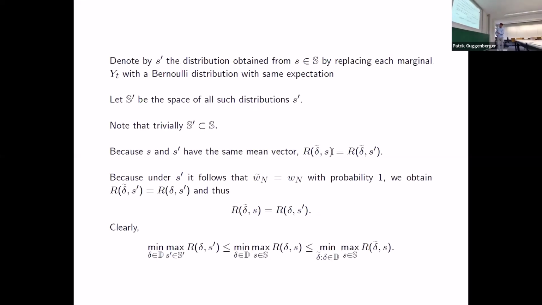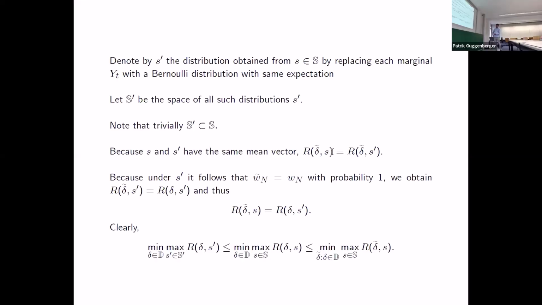Okay, so now we're almost done. Denote by S prime the distribution obtained from an arbitrary S by replacing each marginal YT with a Bernoulli distribution with the same expectation. You can always do that, right? And denote by S prime the space of all such distributions S prime. So S prime contains certain Bernoulli distributions. And trivially, given that S is completely unrestricted, S prime is a subset of S.